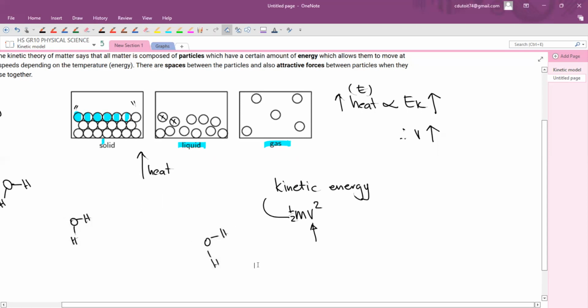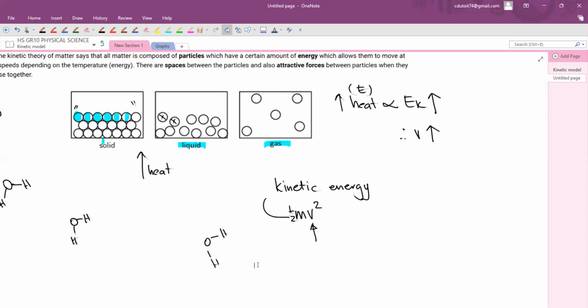So once it becomes a gas, if you look at that water vapor or that steam coming out of the kettle, the steam just goes anywhere. Why? Because the molecules are not connected to one another. They move away from one another.